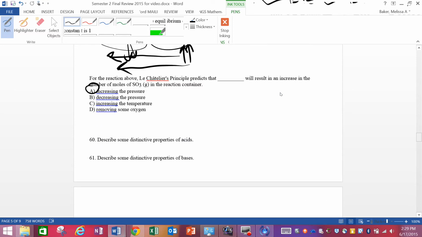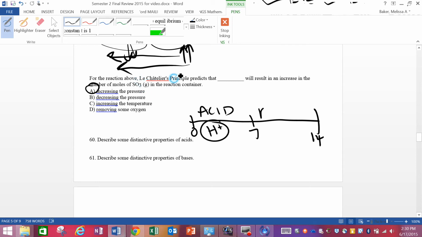60 and 61 is review. What are some properties of acids? It's important to remember the pH scale. Things that have a pH less than 7 are acidic. Acids are things that start with an H typically. They add H plus to solution.